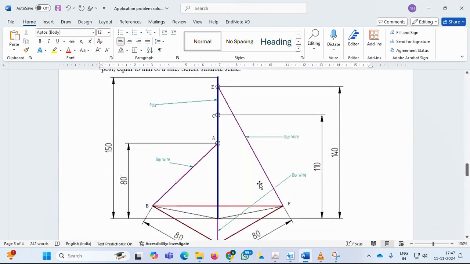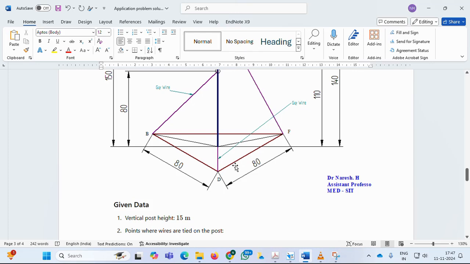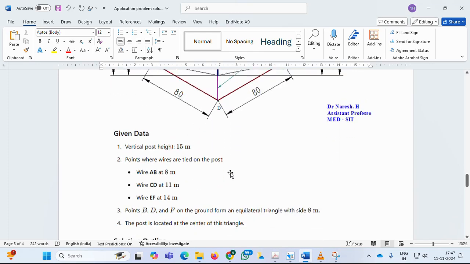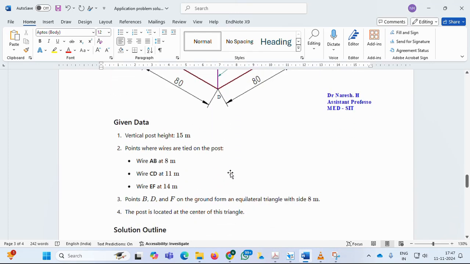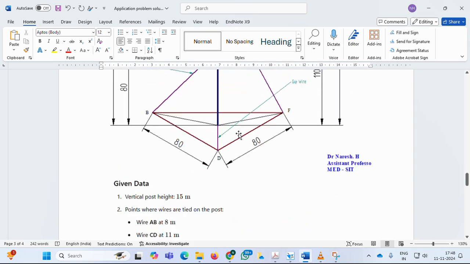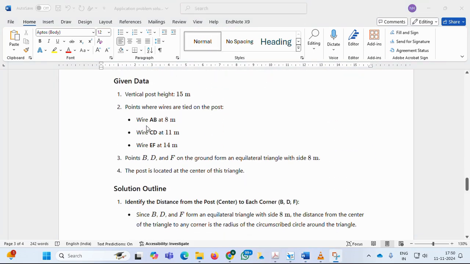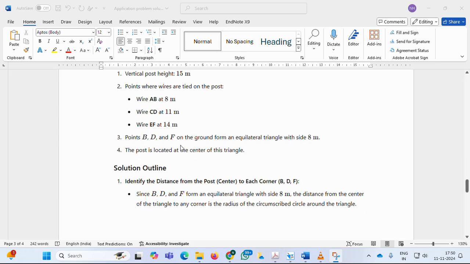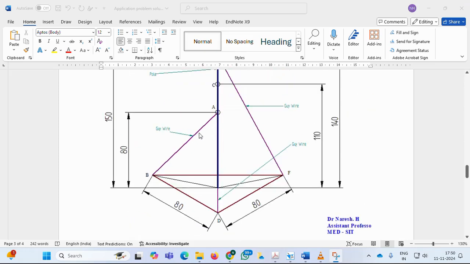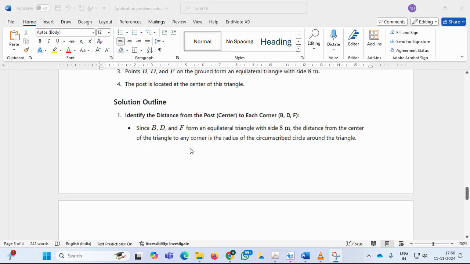So this is the pictorial representation. So to find the solution by using analytical method, so vertical post height 15 meters, so wire AB 8 meters, CD 11 meter, EF 14 meters. Now I want to find the length of these wires.